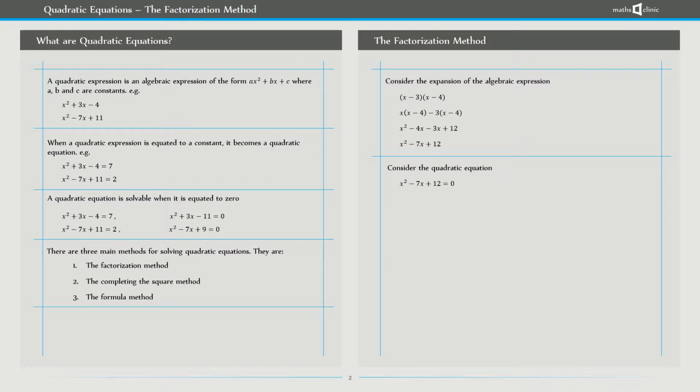Now consider the quadratic equation x squared minus 7x plus 12 equals 0. Let's say you're given this quadratic equation and asked to solve it. How would you go about solving it? From what we did in the first step, we identified that x squared minus 7x plus 12 is the same as x minus 3 multiplying x minus 4, because when you expand x minus 3 multiplying x minus 4, you end up with x squared minus 7x plus 12. So we can write that x squared minus 7x plus 12 is the same as x minus 3 multiplying x minus 4.